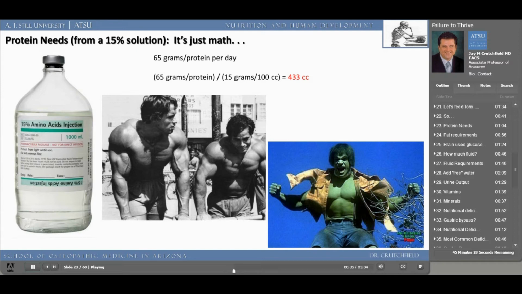So the pharmacist will hang this large bottle and he'll steal from it 433 cc's. Why do you need protein? To build muscle, to build other proteins, and to keep your oncotic pressure. Arnold and Franco Columbu and even Lou Ferrigno need a lot of protein. These guys can eat or drink so much protein that they can actually harm their kidneys. Another talk for another day.